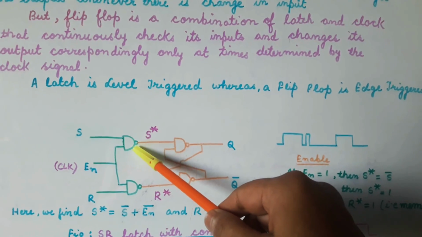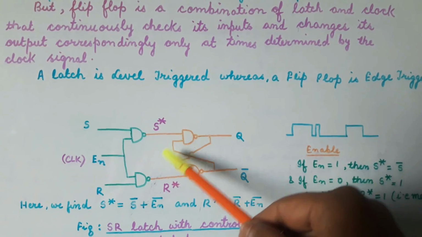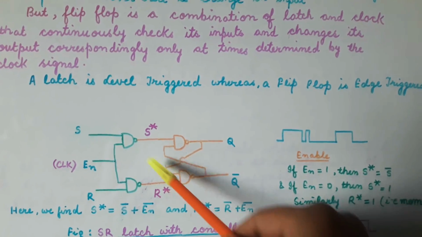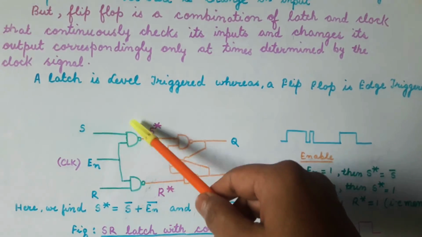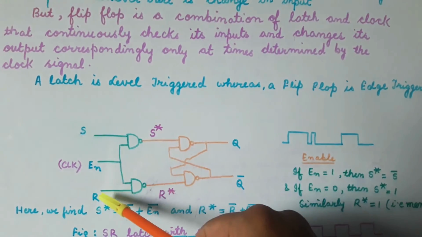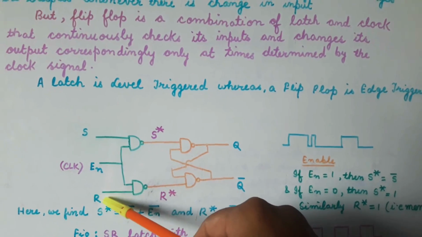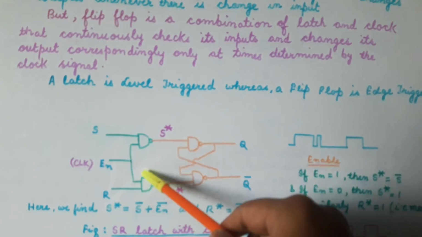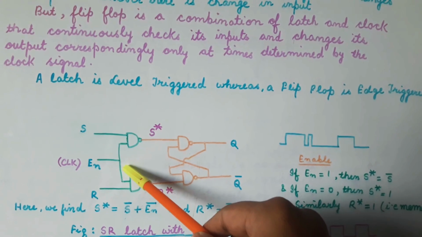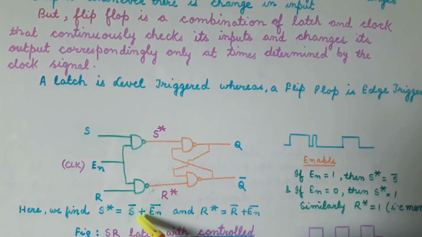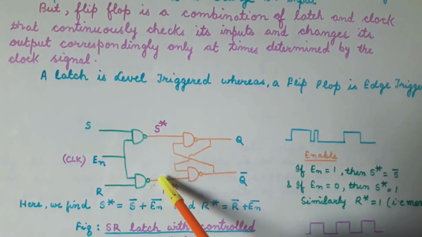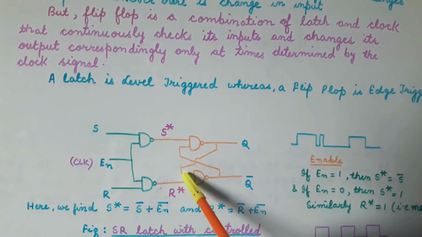The output of this NAND gate is input to this NAND gate. Similarly, the output of this NAND gate is input to this NAND gate. Now these two NAND gates have two inputs each. One of the inputs of this NAND gate is S and one of the inputs of this NAND gate is R. And there is a common input to both of these NAND gates. This is the control input. Now we can use this circuit both as a latch as well as a flip-flop.